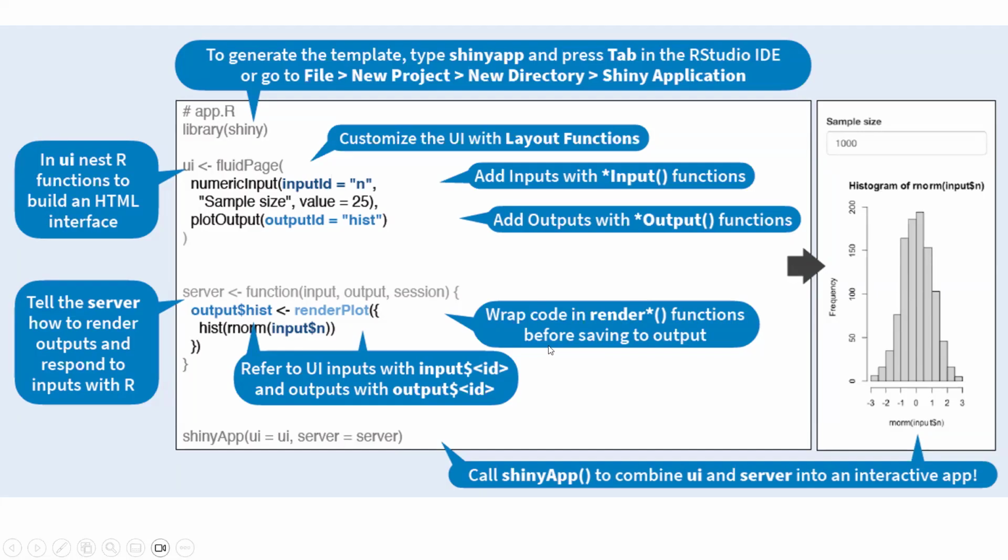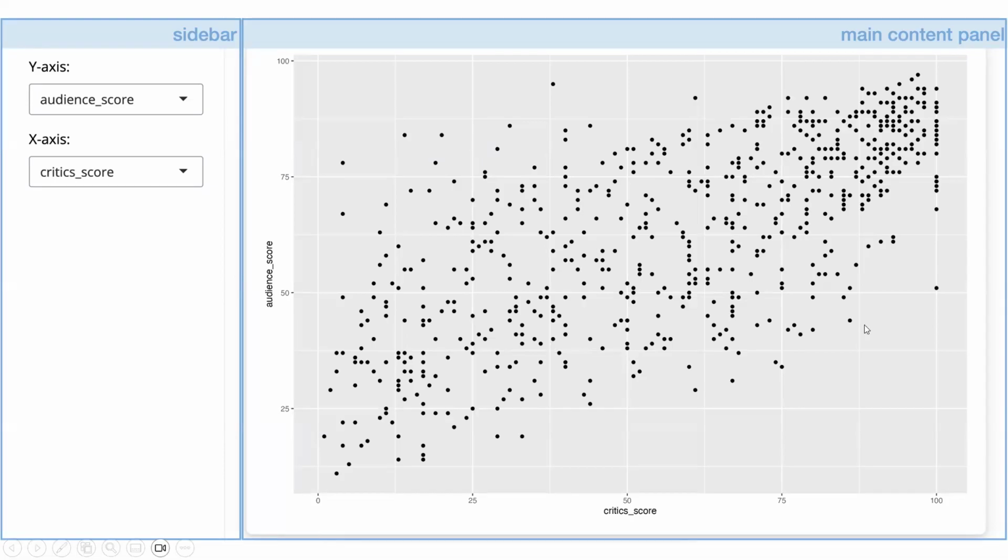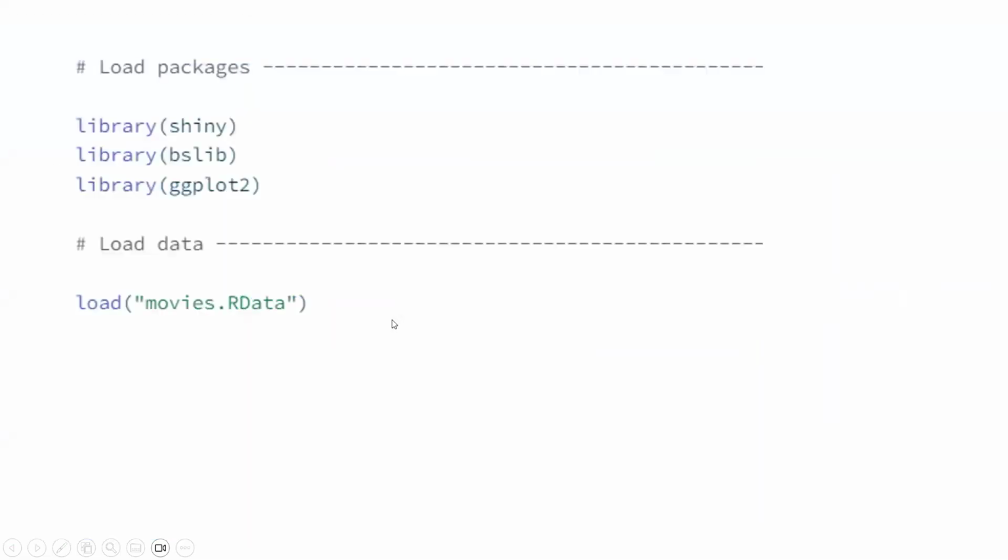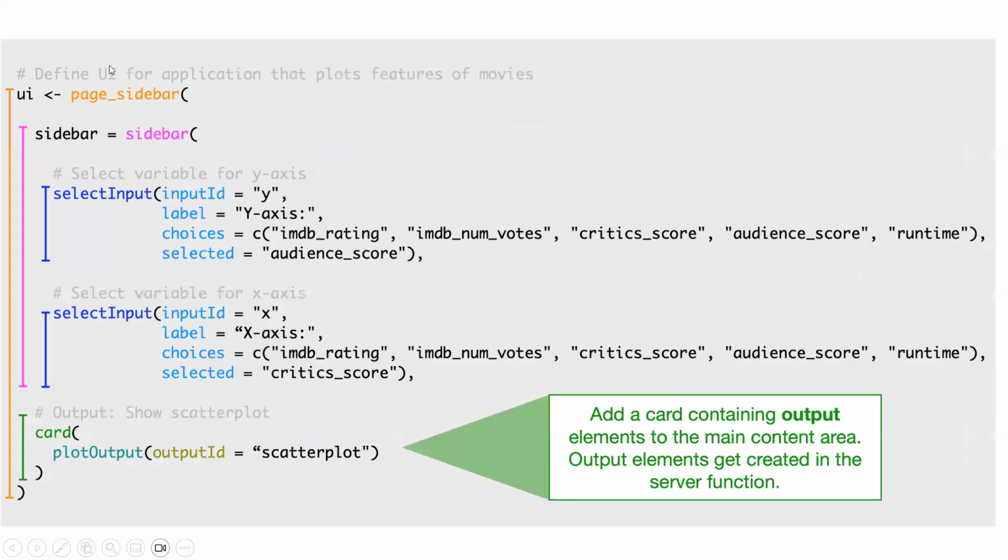So here is a little bit more complex example. This is a Shiny app. You select the x-axis, you select y, and you have a scatter plot. This Shiny app looks like this. In the very beginning, you load your libraries, you load your data, and this is the UI part of it.